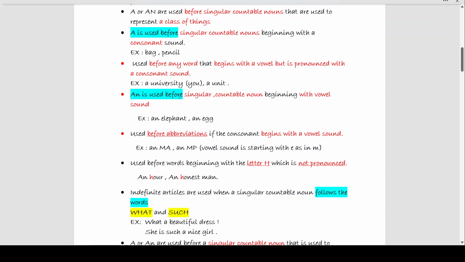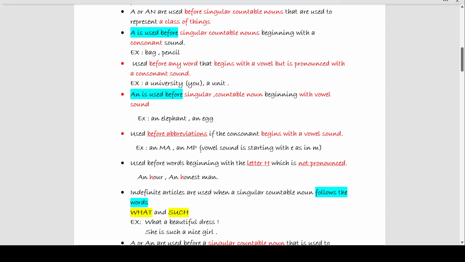Next, an is used before singular countable nouns beginning with a vowel sound. Example, an elephant, an egg. So we use an over here. It is also used before abbreviations. What are abbreviations? Abbreviations are short forms. If the abbreviation begins with a vowel sound, example, an M.A. M means it is starting with the E sound, so an M.A., an M.P.